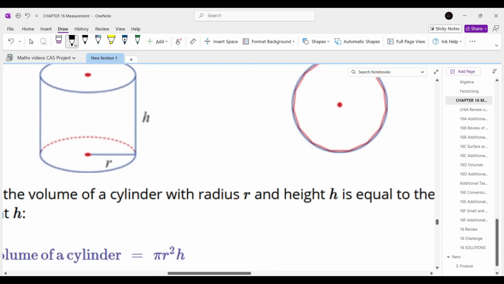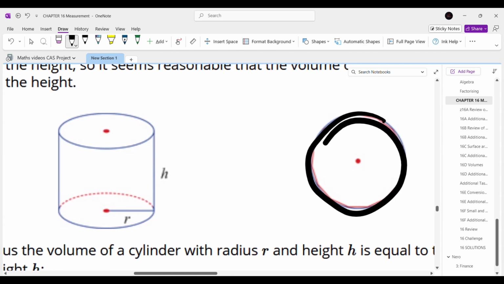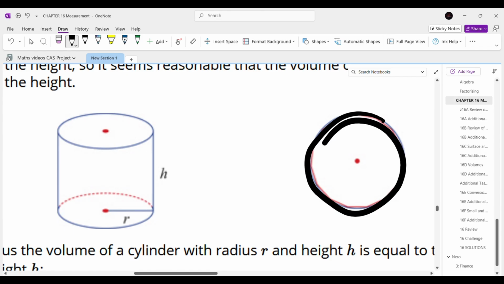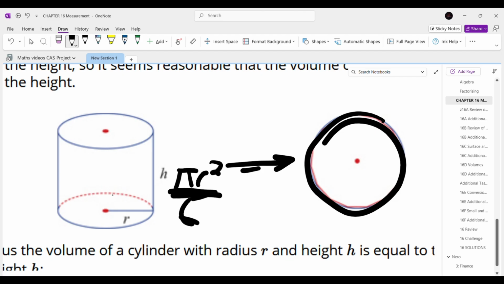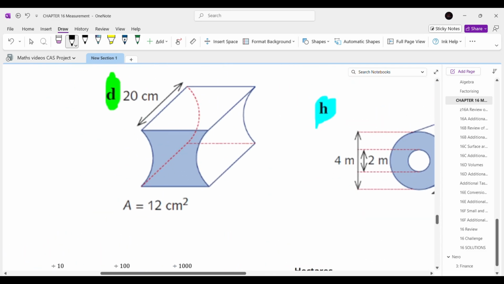Now, when you come down to the volume of the cylinder, it's just your circular area repeated across this height. Your circular area is pi r squared. So it's just pi r squared times height. And that is the formula for the volume of a cylinder.